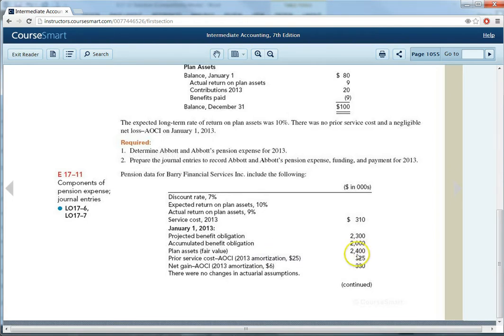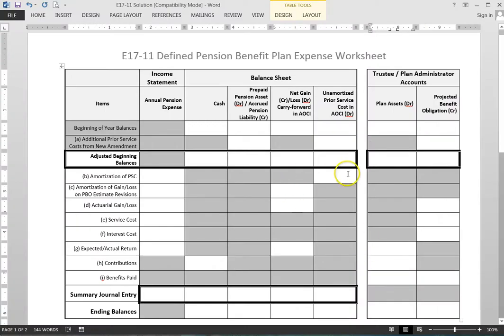Okay, so we have plan assets of $2.4 million, projected benefit obligation of $2.3 million, and notice here that we also have some AOCI accounts, those accumulated other comprehensive income accounts. There's prior service cost, which has a balance of $325,000, and there is a net gain in AOCI that's being carried forward of $330,000. So we can take these beginning balances and put them into the worksheet as needed.